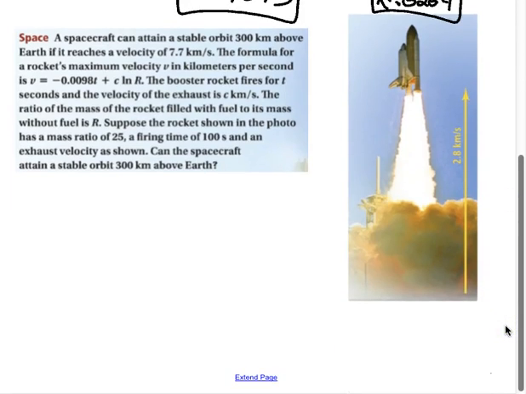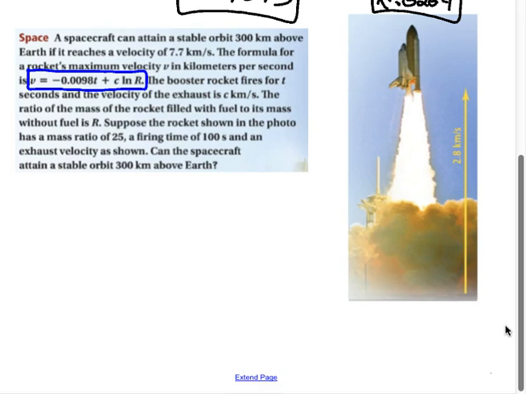So a spacecraft can attain a stable orbit 300 kilometers above Earth if it reaches a velocity of 7.7 kilometers per second. The formula for a rocket's maximum velocity, v in kilometers per second, is this. All right, so this is what we're going to be working with. The booster rocket fires for t seconds and the velocity of the exhaust is c kilometers per second. The ratio of the mass the rocket is filled with to its mass without fuel is r. So we have a lot of variables going on here.